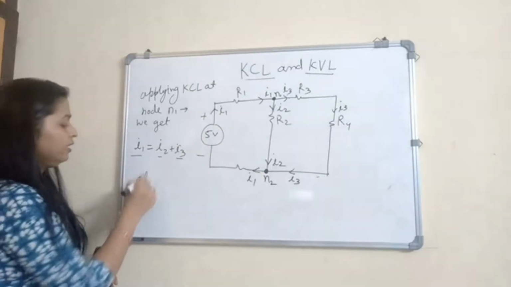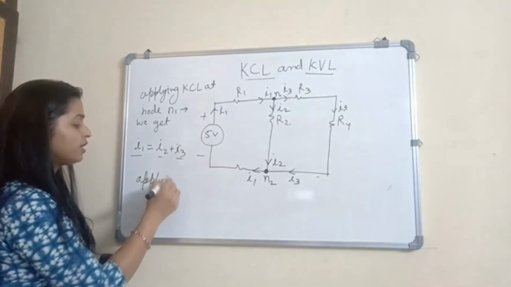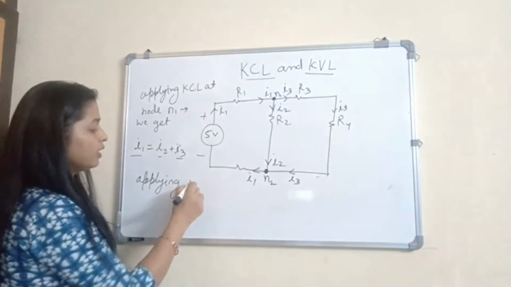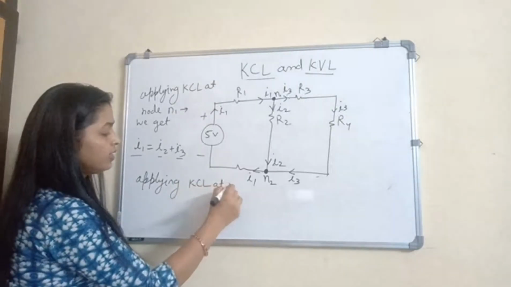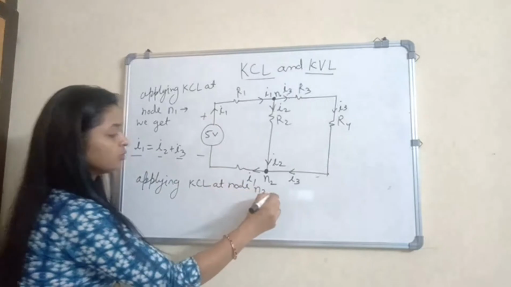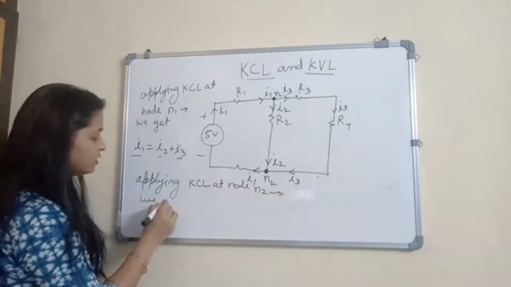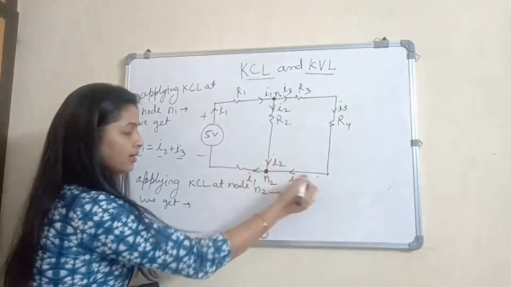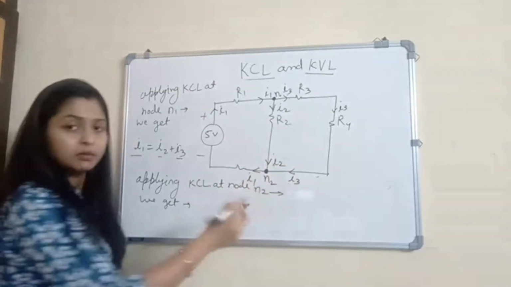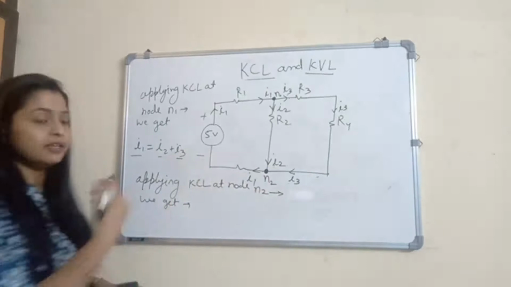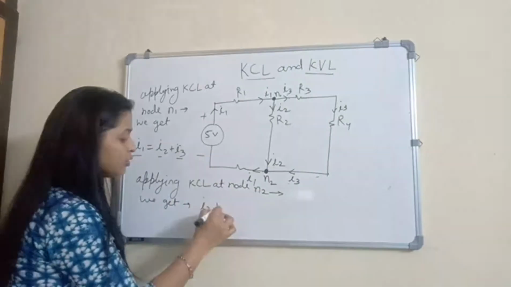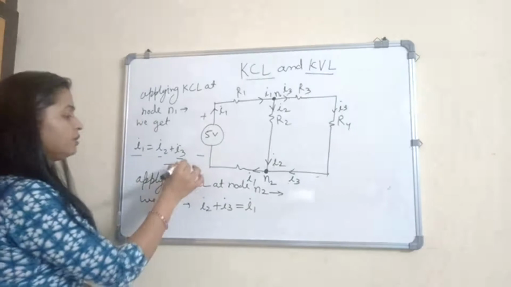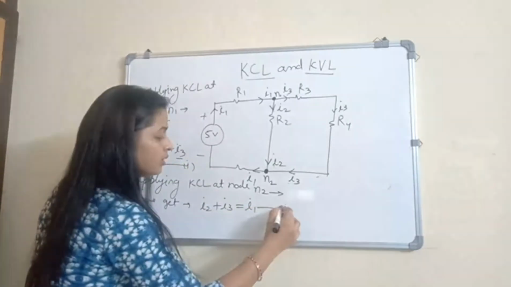Now, we'll solve these equations with Cramer's rule. I'm just giving you the equations right now. Applying Kirchhoff's current law at node N2, we get the equation: you can see two currents are entering, I2 and I3 both are entering, and I1 is leaving. So I2 plus I3 is equal to I1. So that is equation number one, equation number two.